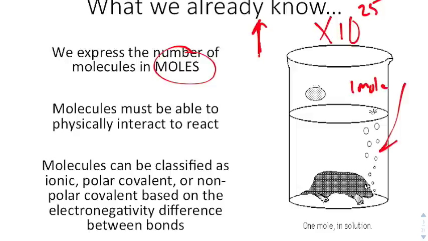We also know that in order to physically react, molecules have to interact with one another. So in other words, if you have a molecule here and a molecule here, they're not able to interact because they're not in close enough proximity to one another.